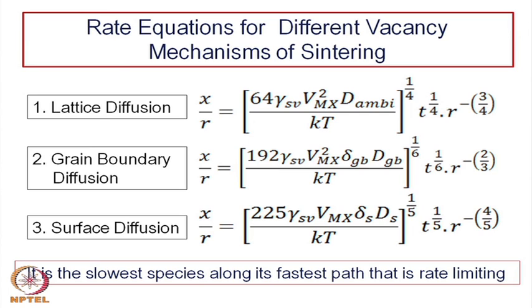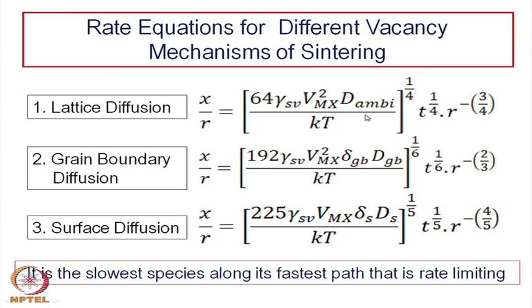We were discussing two or three important parameters here, for example, three diffusion parameters. These diffusion coefficients are obviously different for different mechanisms. For example, D subscript mb, which is the ambipolar diffusion coefficient for the compound MX. Then you have grain boundary diffusion, D subscript gb, and then the surface diffusion coefficient, D subscript s.